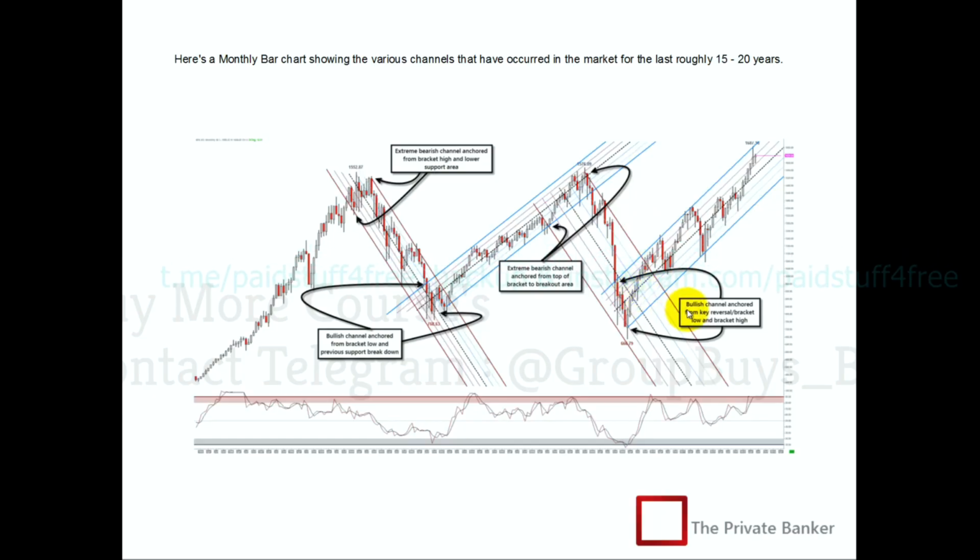So again, all of these need to be anchored from key structural levels, but we can see how the market rotates between these extremes throughout that process. So again, that just helps us with identifying what's occurring, where are we in these channels, what kind of expectation do we have when we're trading at these extremes. So in this example we want to find resistance, in this example we want to find support. So it just really helps us with the overall context of the market.